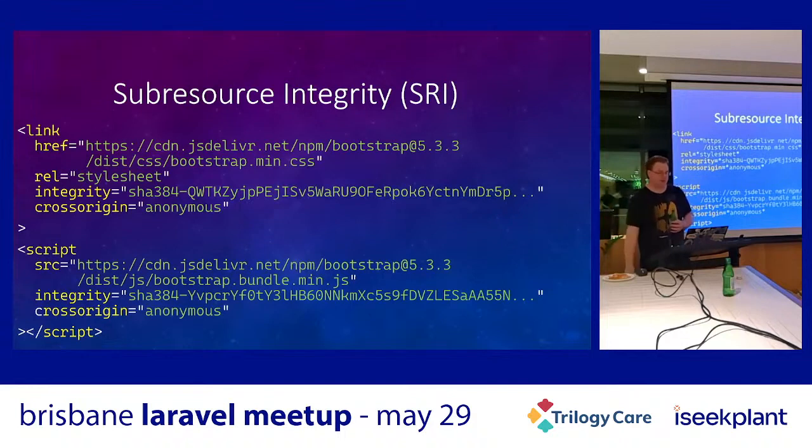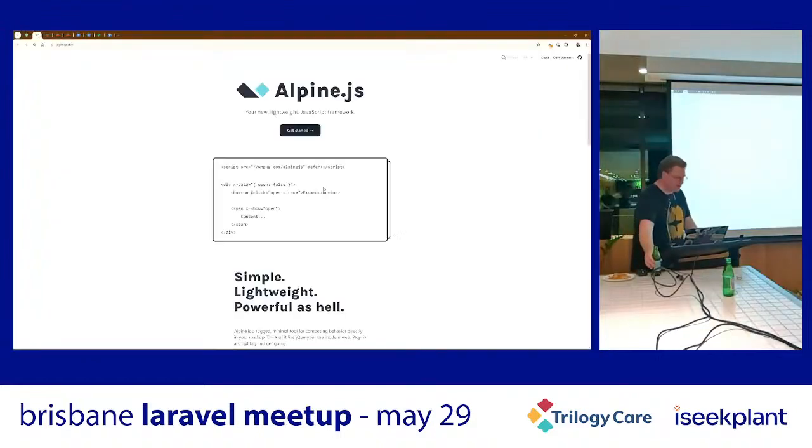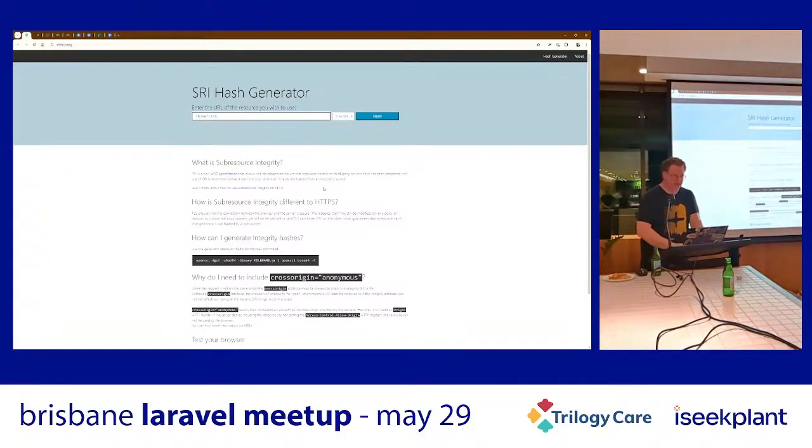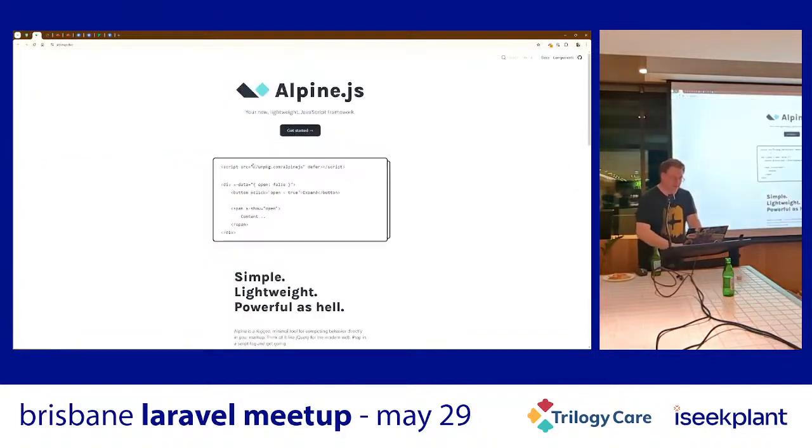So by setting the integrity hash on here, if anyone changes the source, it's going to be blocked, it's not going to work anymore, and it keeps your site safe from attack. And the way to set that up is the SRI hash generator, if it doesn't already come with it. Alpine annoyingly doesn't give you it by default. It just gives you this.